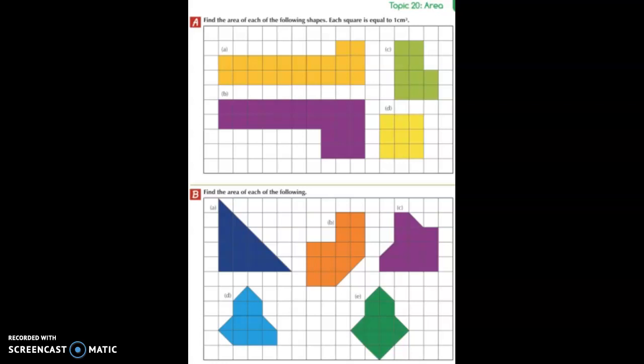Hi everyone. Today you're going to be looking at finding the area of a shape. The way we're going to do these is by counting here today. So we're looking at page 129 on your Planet Maths.